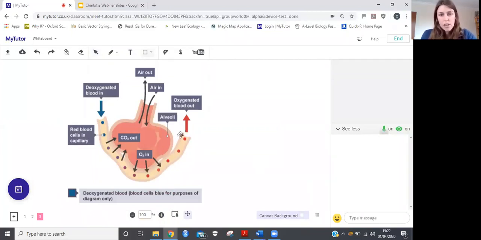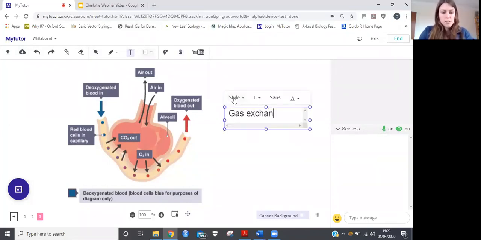Within the alveoli, this is where gas exchange takes place properly. And when we talk about gas exchange, we talk about the movement of oxygen, O2, into the blood, and the movement of carbon dioxide, CO2, out of the blood. And this happens by diffusion. Gas exchange takes place in the alveoli by diffusion.